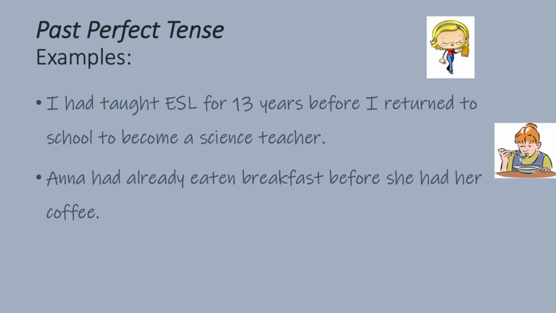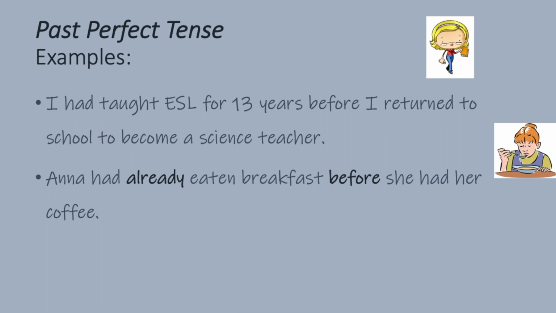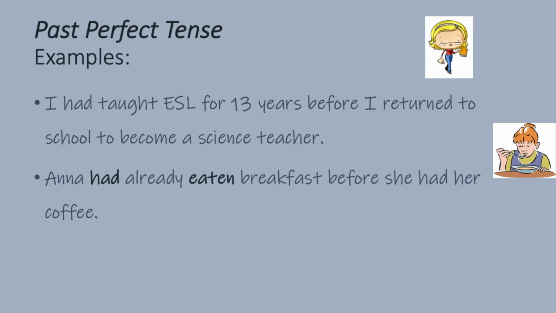The next example, Anna had already eaten breakfast before she had her coffee. Another word we often use in past perfect is already. That's a clue. Just like before, it's used to indicate which thing happened first. In this sentence, Anna ate breakfast first. We actually have two clues in this sentence. Anna had already eaten breakfast before, so we have already and before. There's no doubt here that she ate breakfast and then she had coffee. So the past perfect is used first, had eaten, and the simple past is used second, and that's had.